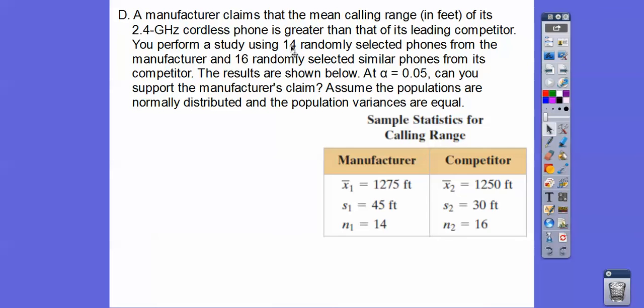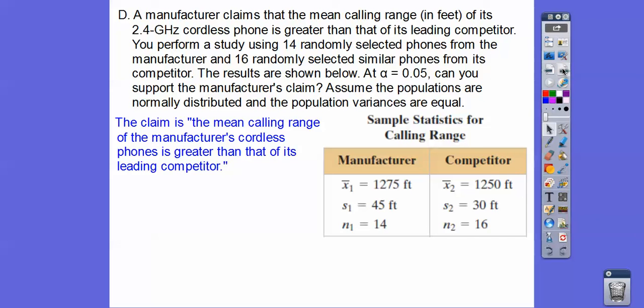Now they're less than 30, so we're looking for populations being normal. Right here, assume the populations are normally distributed. So at the 5% significance level, can we support the manufacturer's claim? Well, the claim, you guys, is that the mean calling range of the manufacturer's cordless phones is greater than that of its leading competitor.